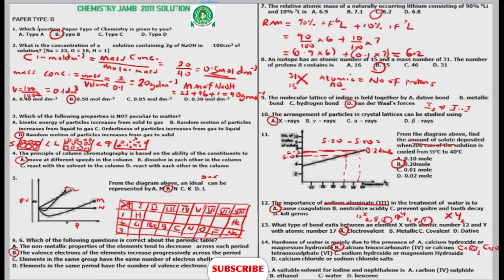Question number 15: A suitable solvent for iodine and naphthalene is dash: A. Carbon disulfide, B. Ethanol, C. Water, D. Benzene. A suitable solvent for iodine and naphthalene will be benzene, an organic solvent that dissolves iodine and naphthalene. So that's that about this lesson.